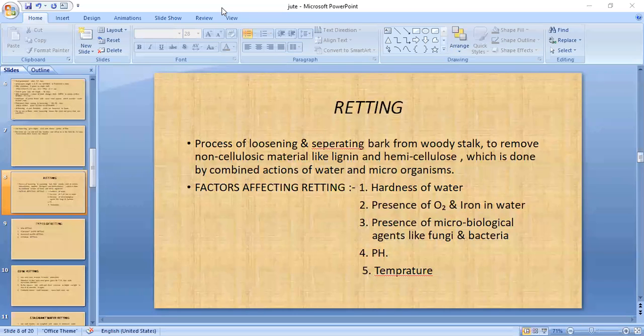Factors affecting retting. What are the factors which are affecting retting are: first, hardness of water; second, presence of oxygen and iron in water; third, presence of microbiological agents like fungi and bacteria; fourth, pH; and fifth one is temperature. So these 5 factors are affecting retting practices.